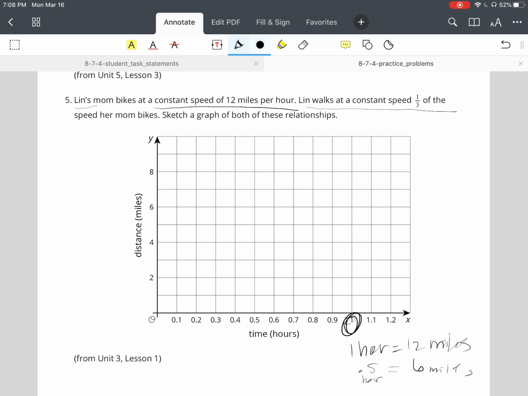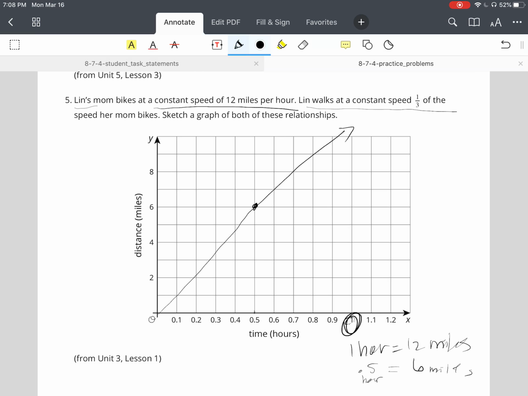So 0.5 hours means 6 miles. So here's 0.5 of an hour right there. And then if you have a ruler, you can make this look really nice, okay?